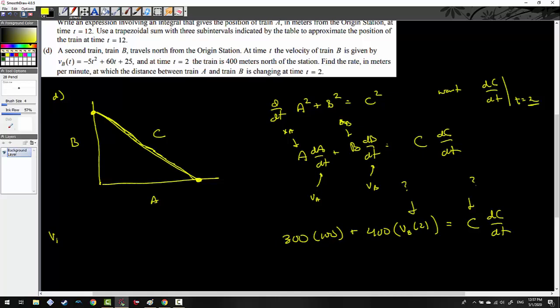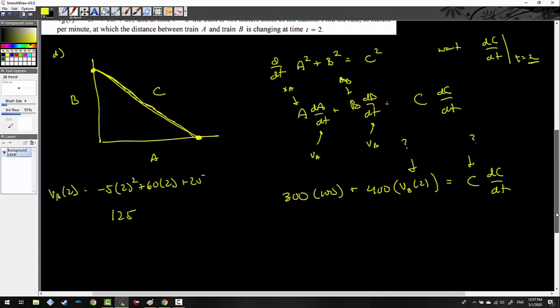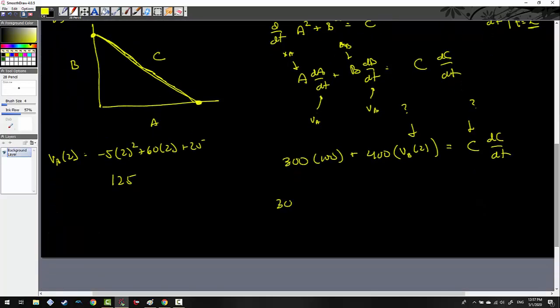Well, what's v sub b of 2? Well, that's negative 5 times 2 squared plus 60 times 2 plus 25. That ends up becoming a total of 125. So we can punch that in. So 300 times 100 plus 400 times 125 is equal to something times dc over dt. Well, what is this something?